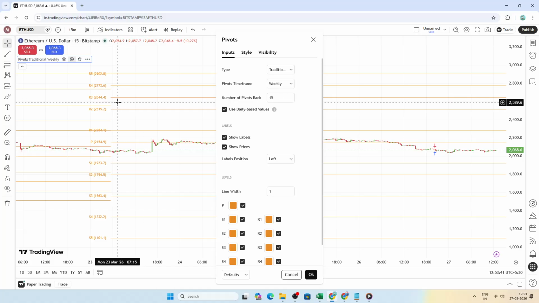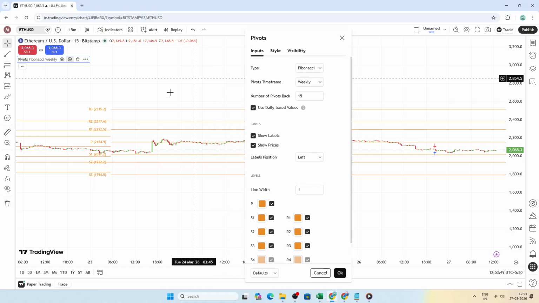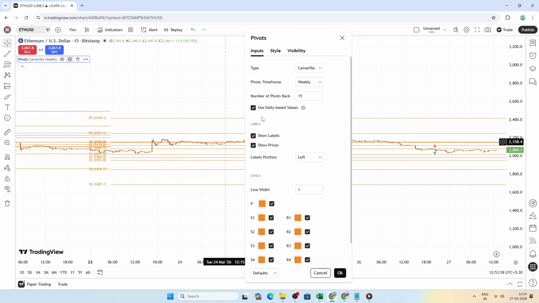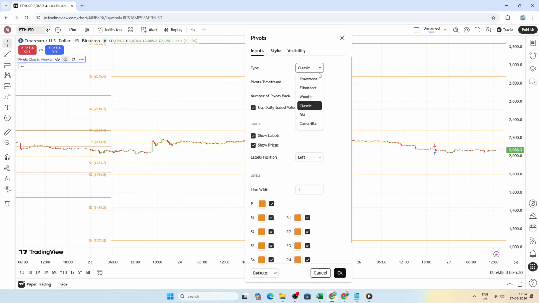Next, choose the pivot type. Traditional is the classic formula many traders start with. Fibonacci pivots space levels using Fibonacci ratios, which can highlight areas where momentum may slow or accelerate. Camarilla produces tighter, more numerous inner levels that some mean reversion and breakout traders like. There are others available too, so pick the one that aligns with your strategy and test for consistency across your symbols.